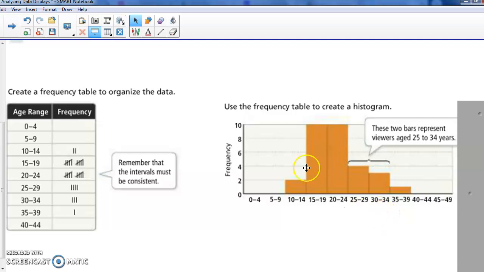Now, what we were looking for in this particular case was the ages 25 to 34. As you can see, these two bars represent viewers aged 25 to 34. Not a huge amount for this situation. As you can tell, between 15 and 24, that's the higher. So if I was advertising for 25 to 34, this might not be the show in which I want to do so.